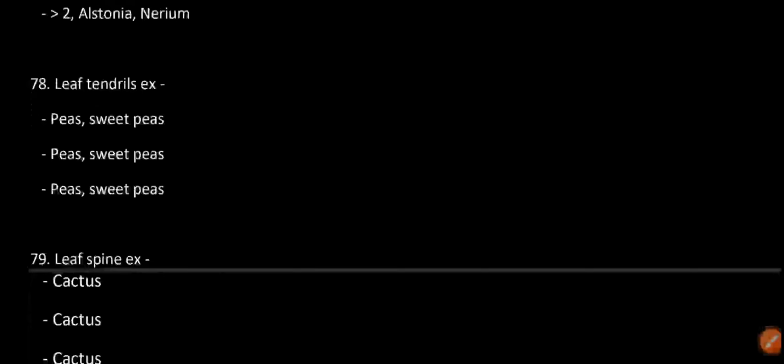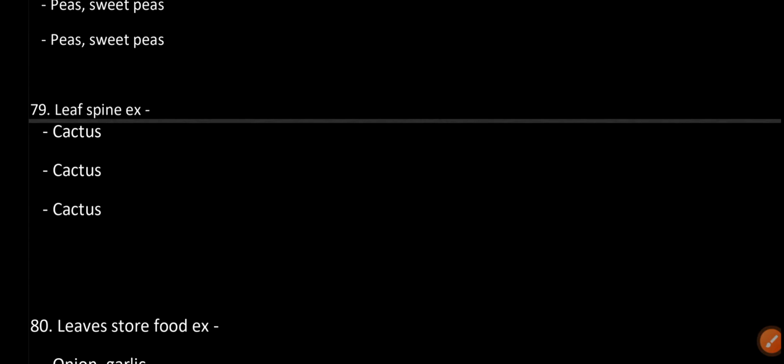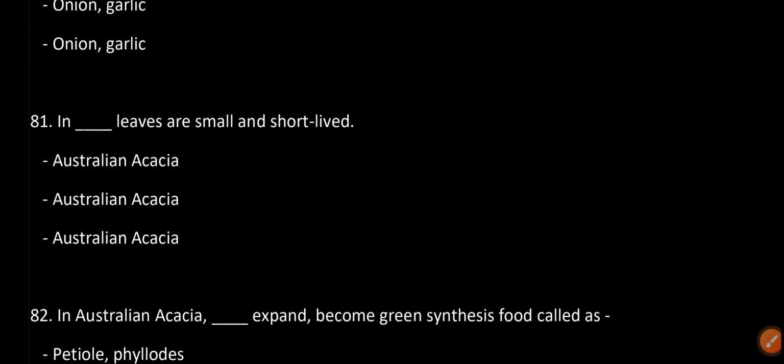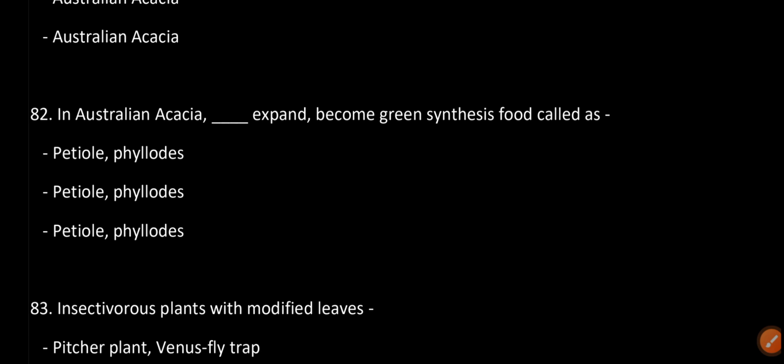Leaf tendrils example: peas, sweet peas. Leaf spine example: cactus. Leaf store food example: onion, garlic. In Australian acacia, leaves are small and short-lived. The petioles expand and become green to synthesize food, called phyllodes.